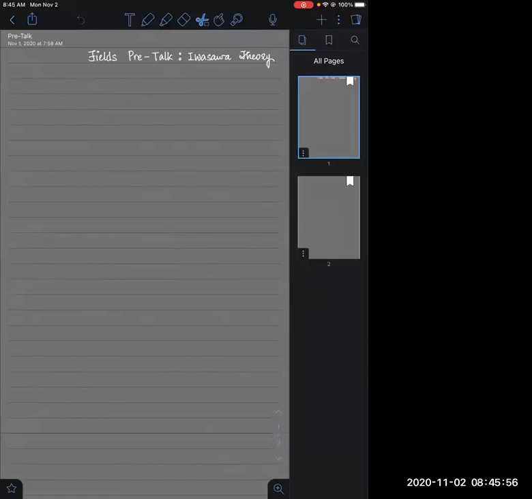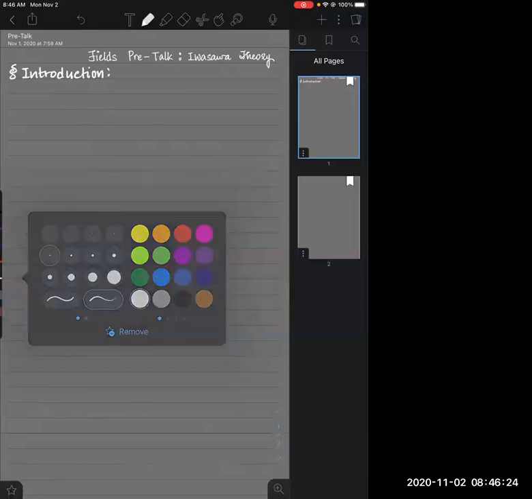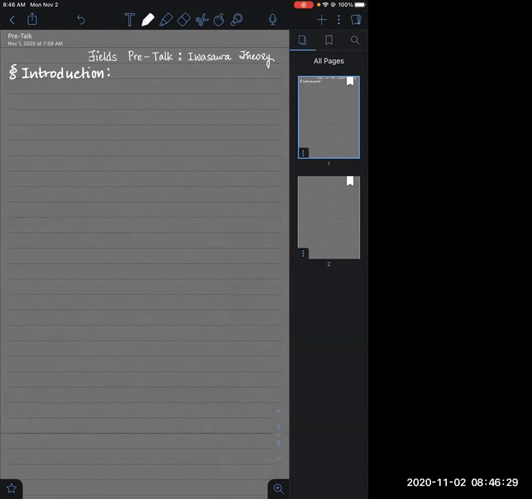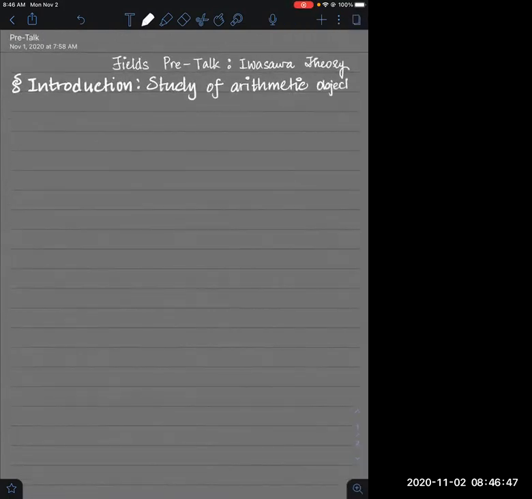So if I have to give a one-line slogan for what Iwasawa theory is, I would say that Iwasawa theory is the study of arithmetic objects in infinite towers of number fields. And the arithmetic objects that we will be concerned about today are essentially going to be class groups and Selmer groups of elliptic curves or abelian varieties. So what sort of a tower am I talking about?